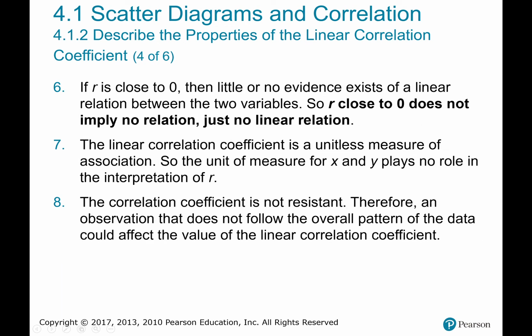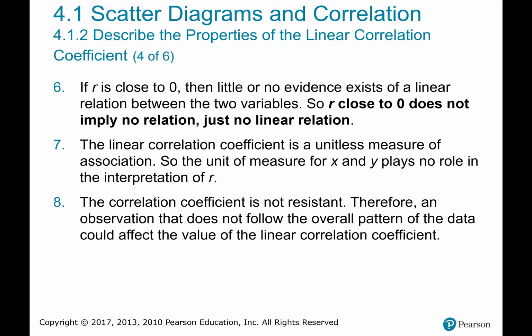If r is close to zero, then there is little to no evidence of a linear relation between the two variables. So r close to zero does not imply no relation, just no linear relation. So you can't say there will be no relation. It won't be like that dotted plot where you can tell the correlation between the two things.